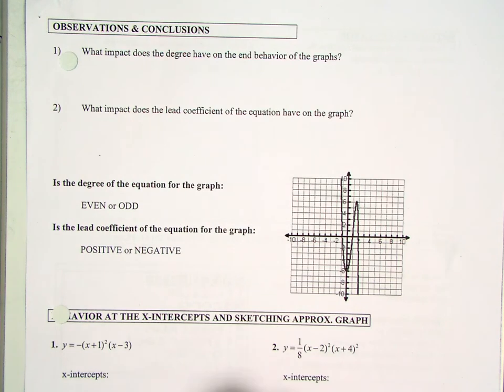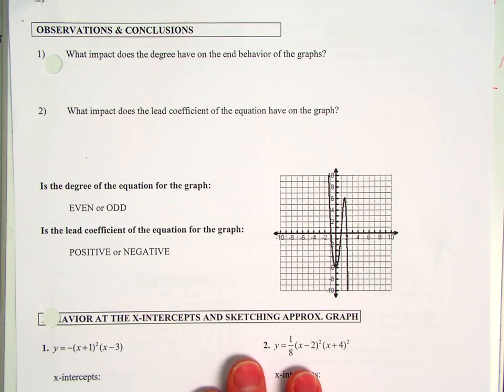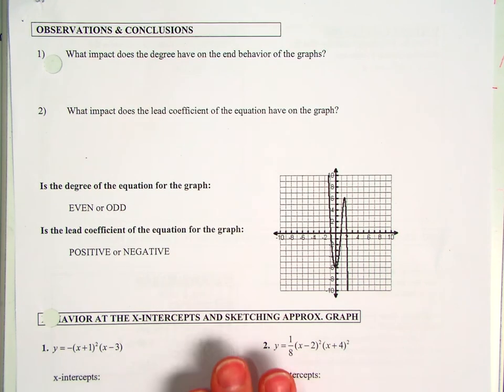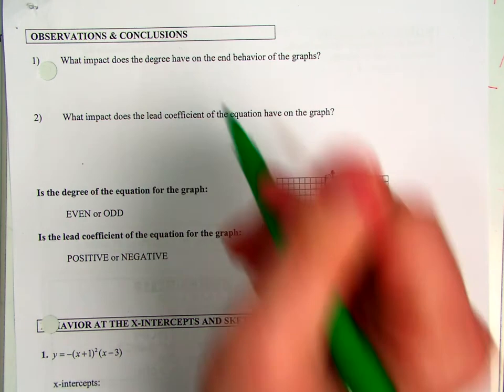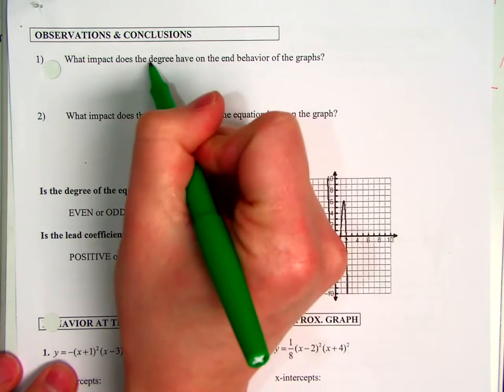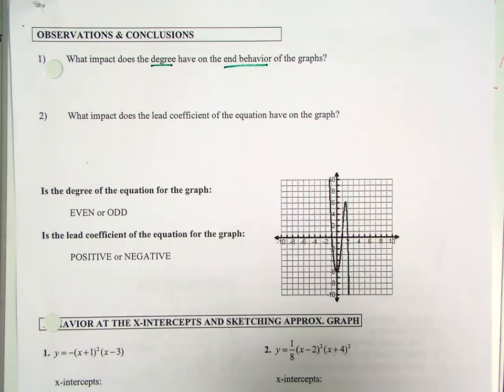All right, so before we were taking graphs that were given to us and analyzing what was happening on those graphs. Now we're going to use the equation and what we know about the analysis we've done in order to create our own graphs. So the first thing that we're going to focus in on is the impact of the degree on the end behavior of graphs.